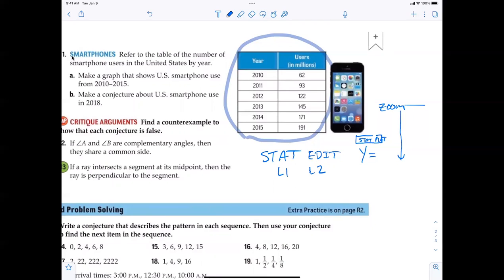Come on, Tanner, raise your hand, say what happened. I don't see that. See what? Did you hit zoom stat? Yes. Did you turn your stat plot on?